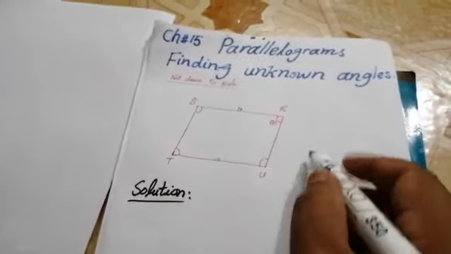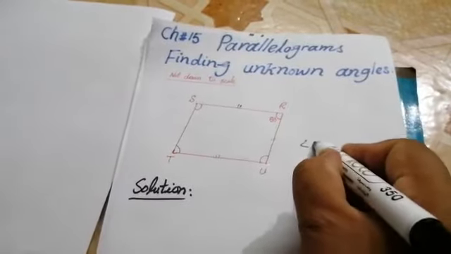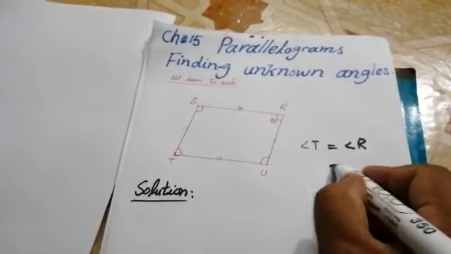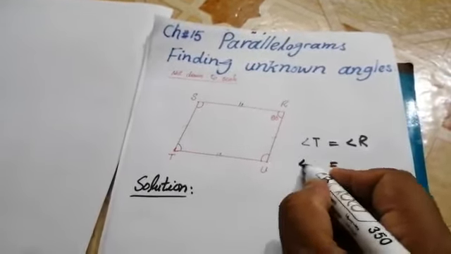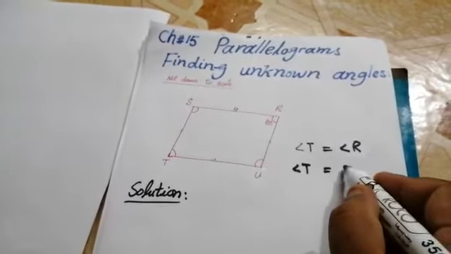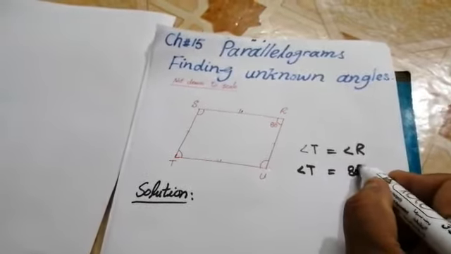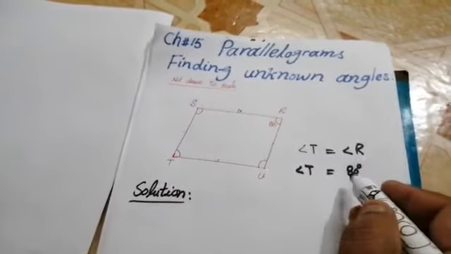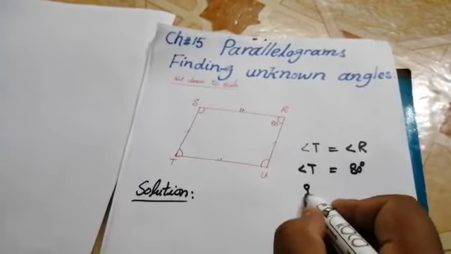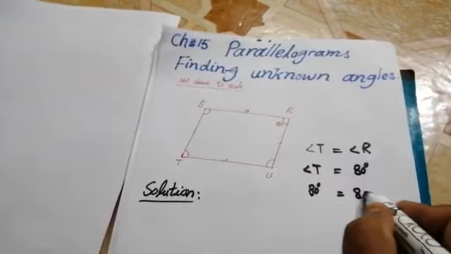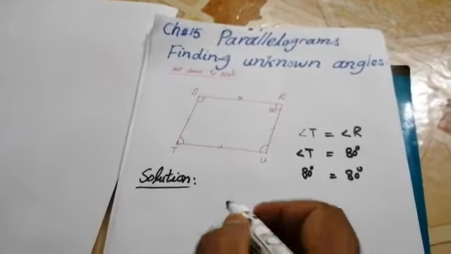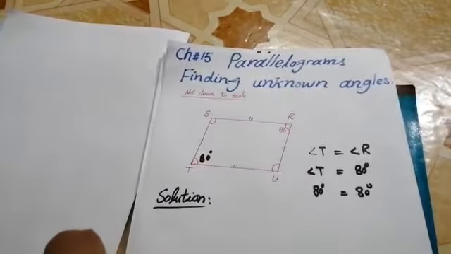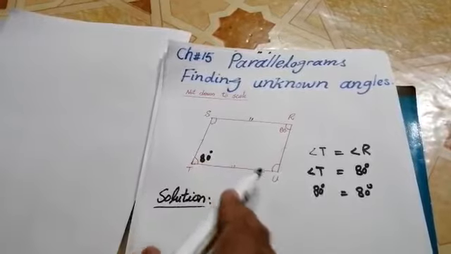For example, I can write here angle T equals angle R, right? T we don't have. We need to find angle T, but R is given. How much? It's 80 degrees. So these two opposite angles are equal to each other. If R is 80, then of course T will also be equal to 80 degrees, because both angles are congruent, or equal to each other. Now I can write this angle as 80 degrees. Now we're going to find angle S or U.